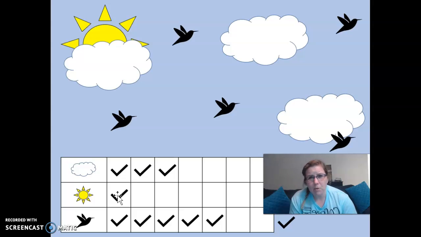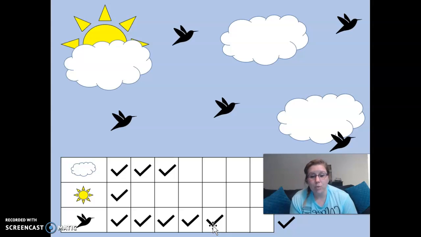Now, which one's in the middle between the bird and the sun? It's not the most, it's not the least. Yeah, the clouds has 3. Now, here's my next question. How many more birds are there than clouds? Yeah, this is one of those tricky questions we had in class. Remember, we find out where they're the same, and then we count on 1, 2. There are 2 more birds than there are clouds.